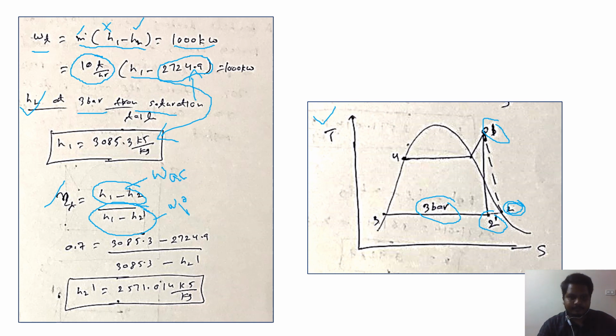Here we know all the values, H1 and H2. So from this equation we can find the H2 dash. In the problem they already given efficiency value, that is 0.7. H1 value we just calculated. H2 value we have taken from the steam table. From this equation we can find the H2 dash, that is 2571.014 kilojoule per kg.